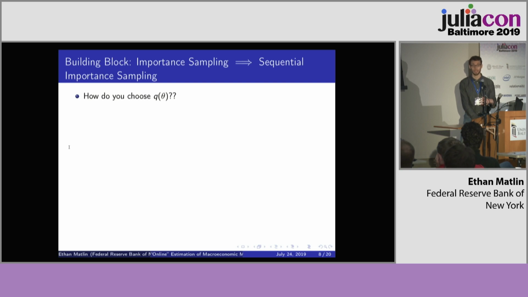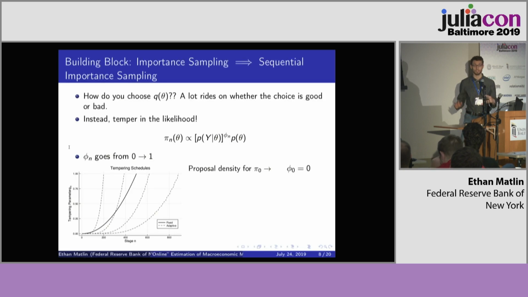And this is where we start getting to the sequential part of sequential Monte Carlo. So in sequential importance sampling, instead of just choosing a somewhat random proposal density, we're going to temper in the likelihood and use each time we temper in the likelihood as a proposal density for the next quote-unquote bridge distribution, and then have a whole sequence of proposal distributions that will eventually converge to the posterior that we want.